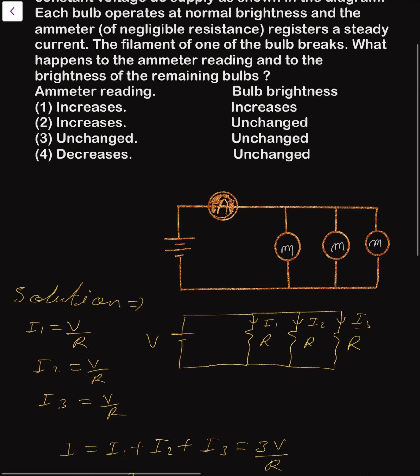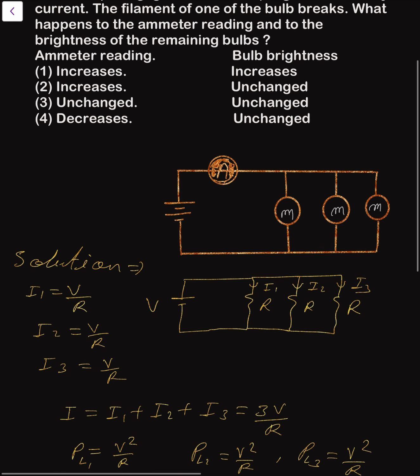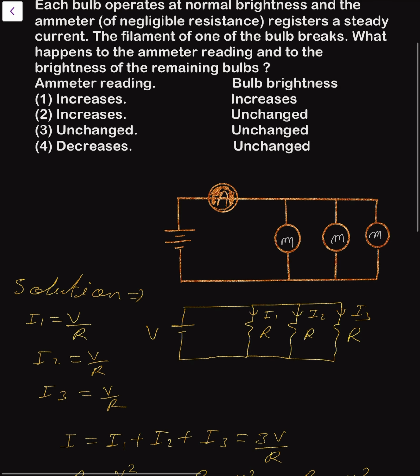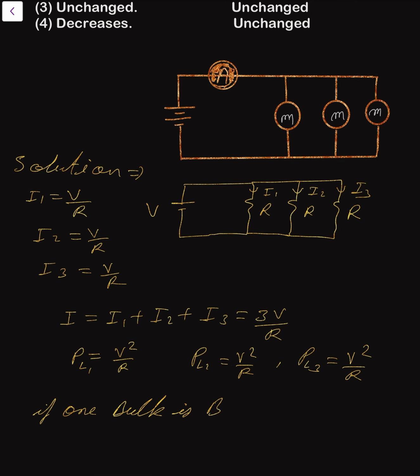Now, if one bulb is broken or fused, or you can say the filament is broken, then no current flows through that bulb. Okay, clear?